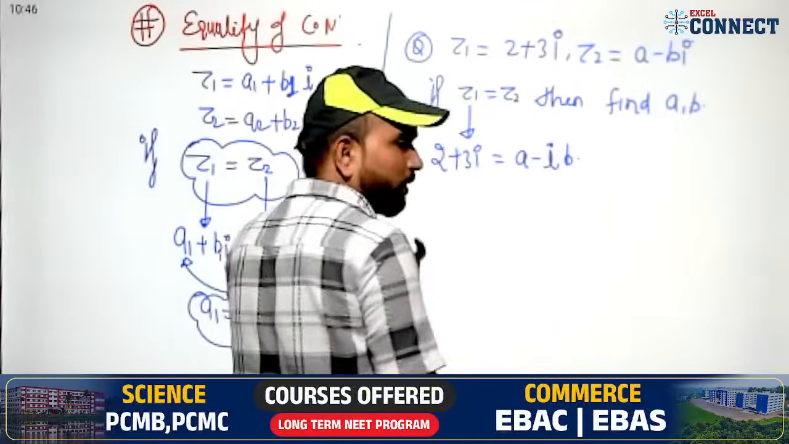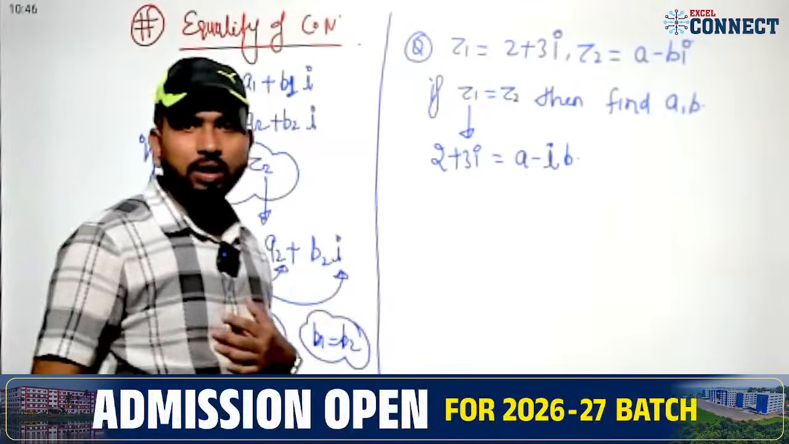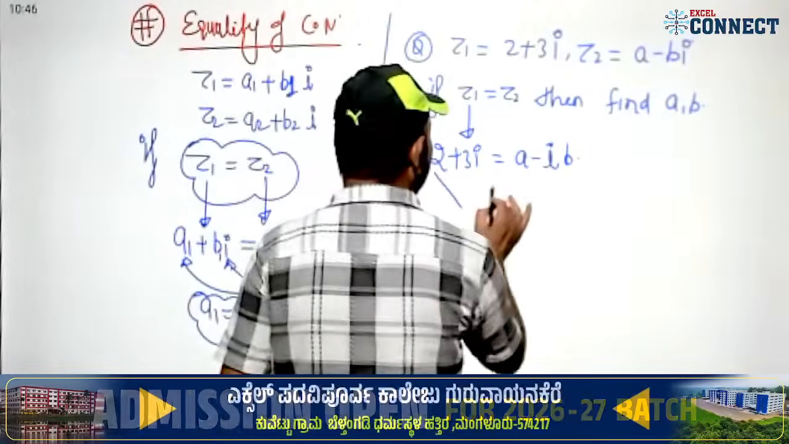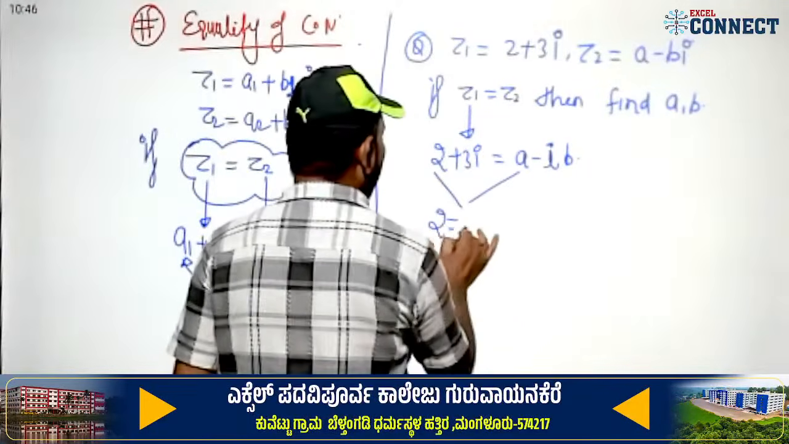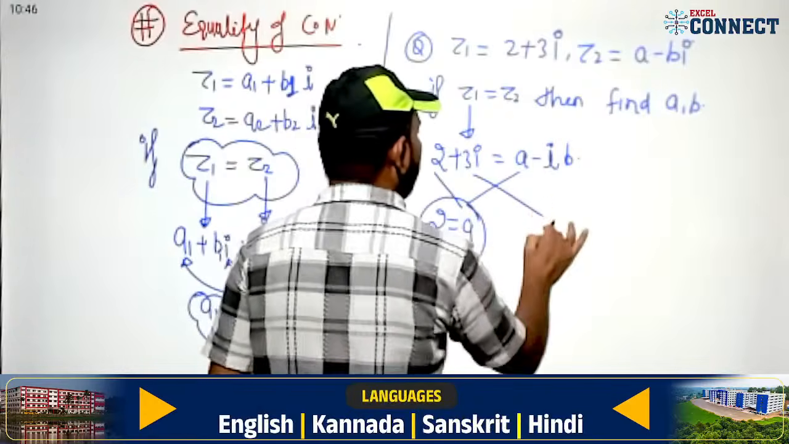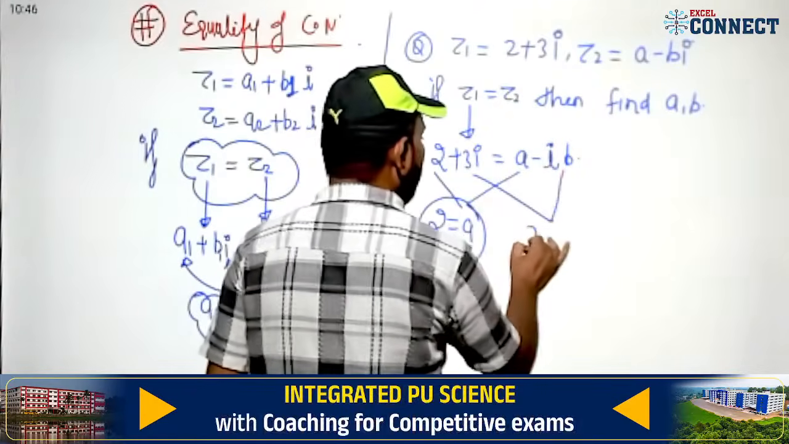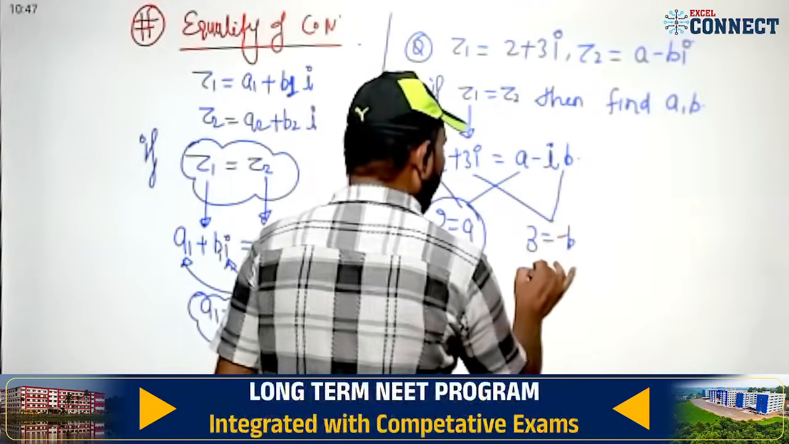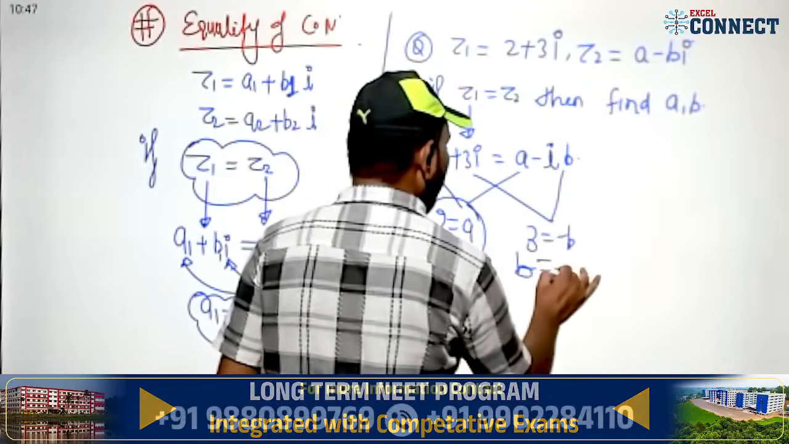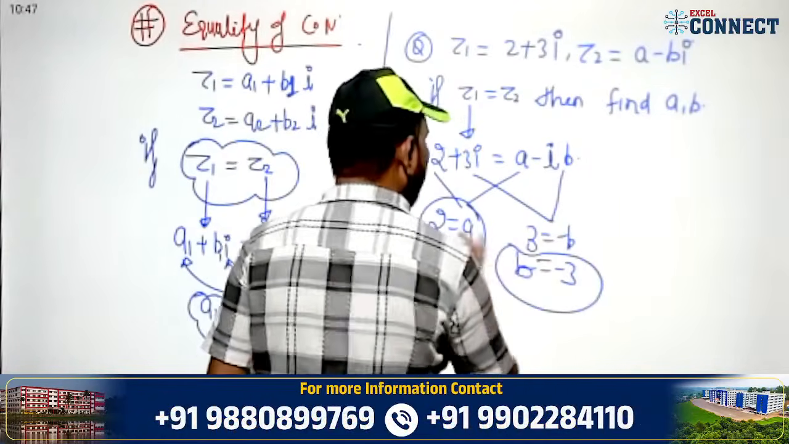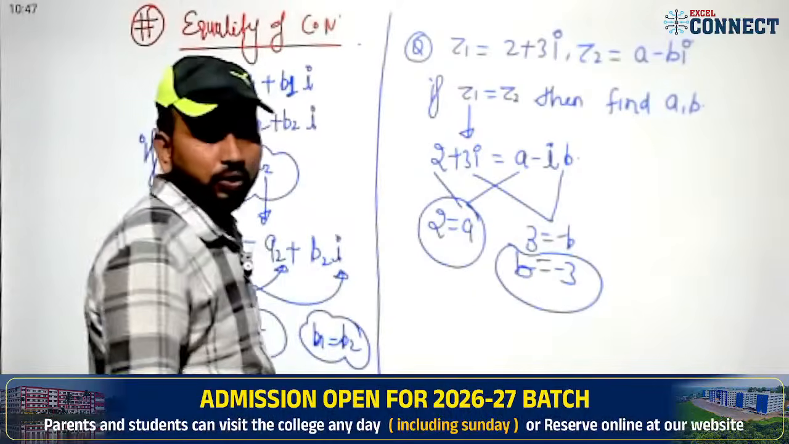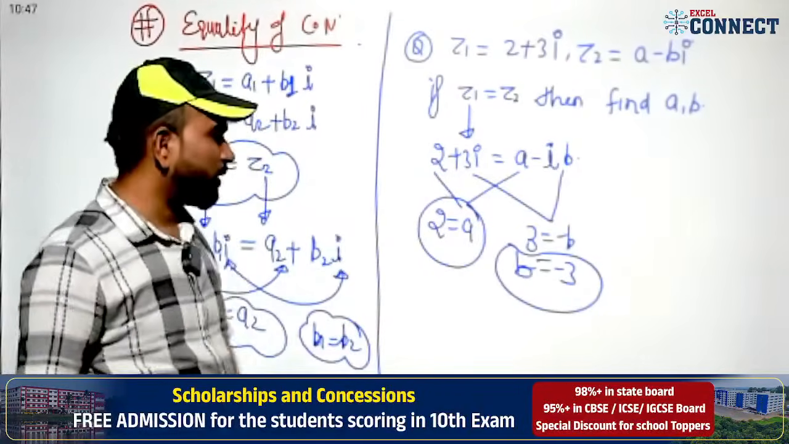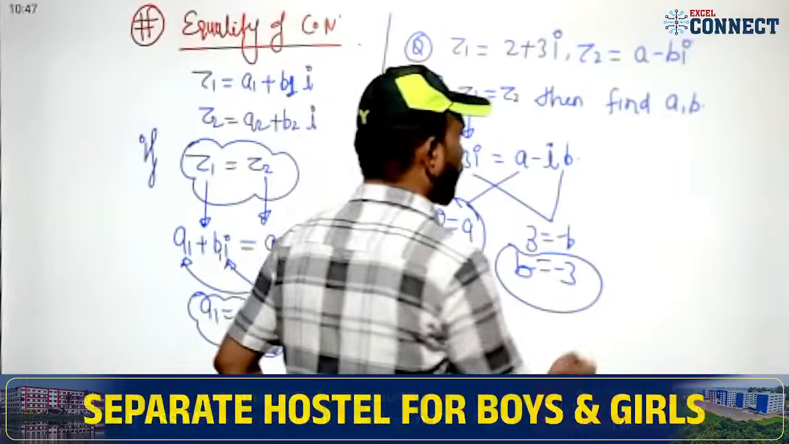So I know real parts are equal, it means this portion is equal to this. So 2 is equal to A. So A is equal to 2. I is same, so 3 is equal to minus B. So you can say, sir, B is equal to minus 3. So this is your portion. So this is our equality of the complex number.